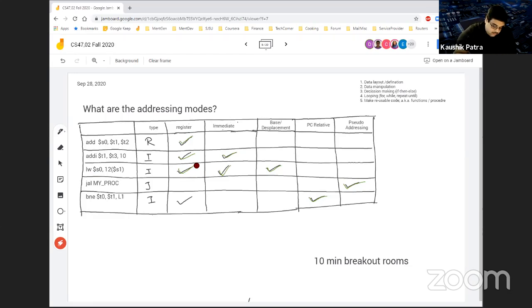JAL is more like pseudo accessing. There is no other thing to do. BNE is register plus PC relative. Register, because it needs to read these two registers, access that data, and compare them. And if they are not equal, then it changes the program counter relative to its current value, +4. So that's PC relative. And in fact, if you look at the data sheet, let me share that with you in a minute.